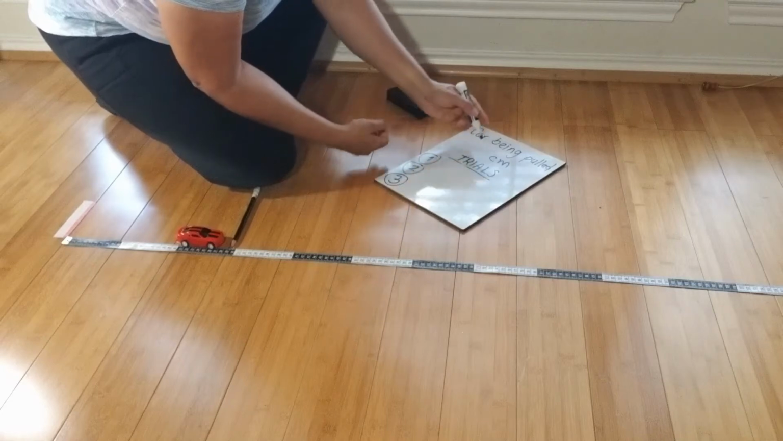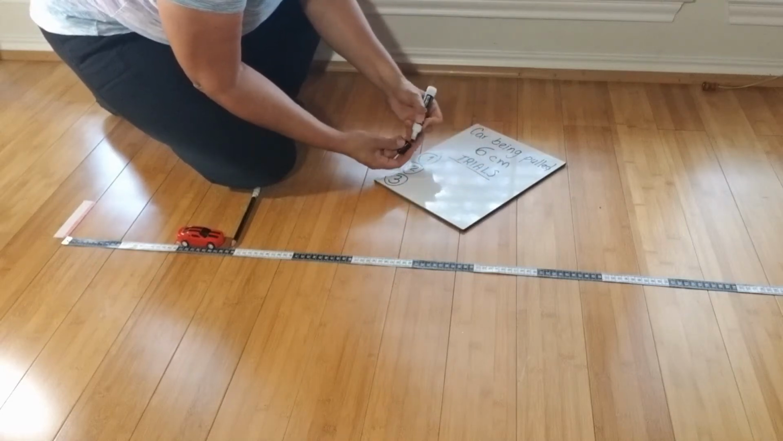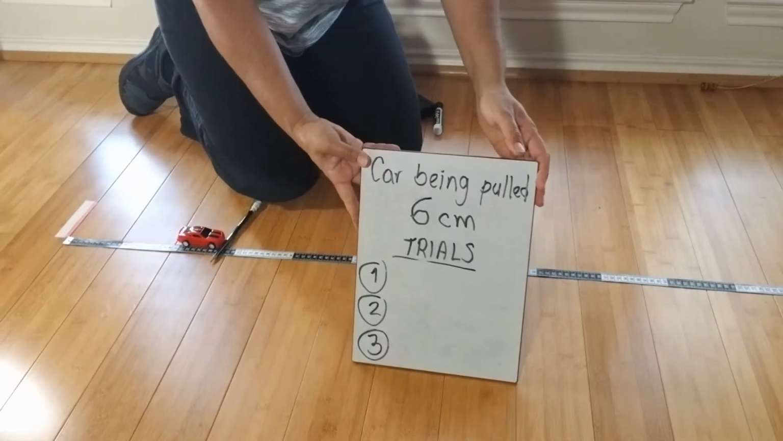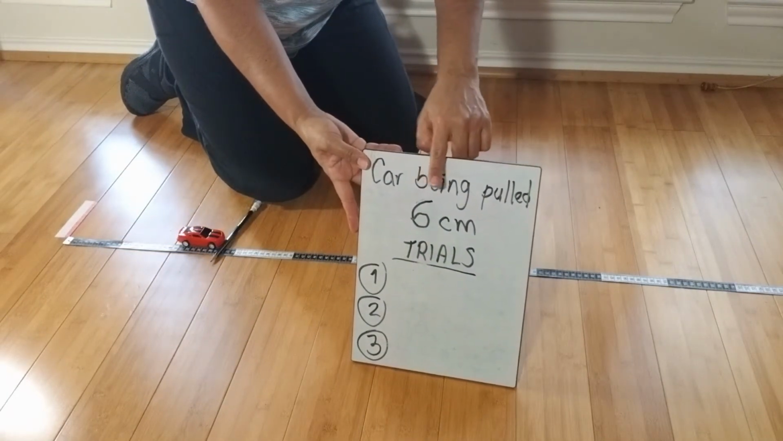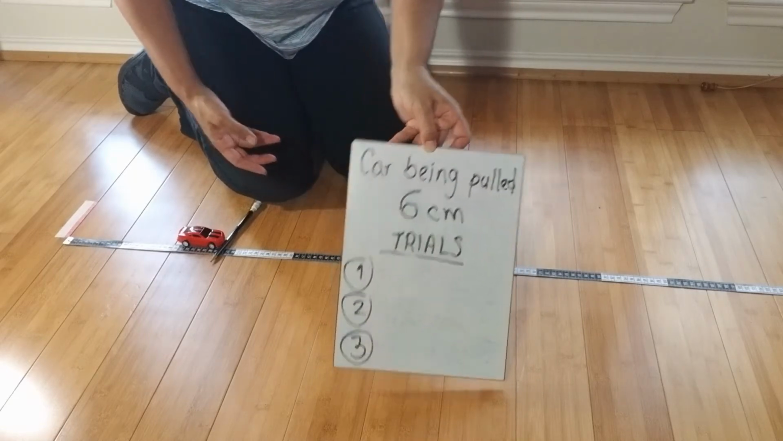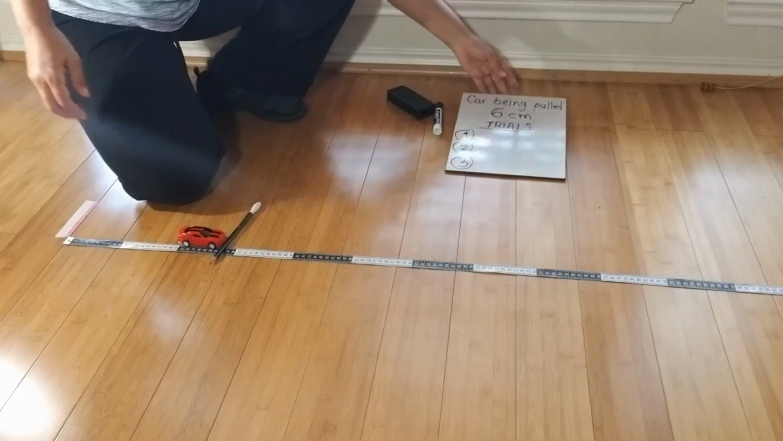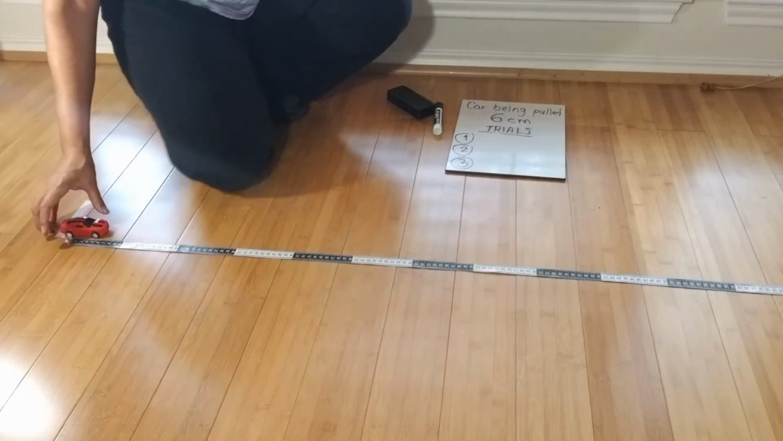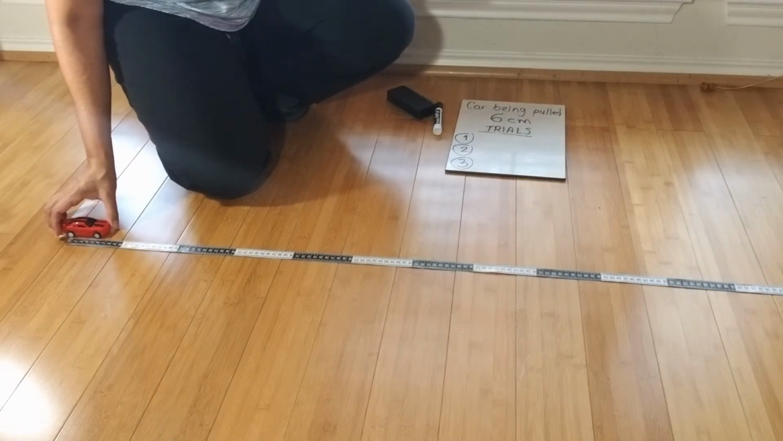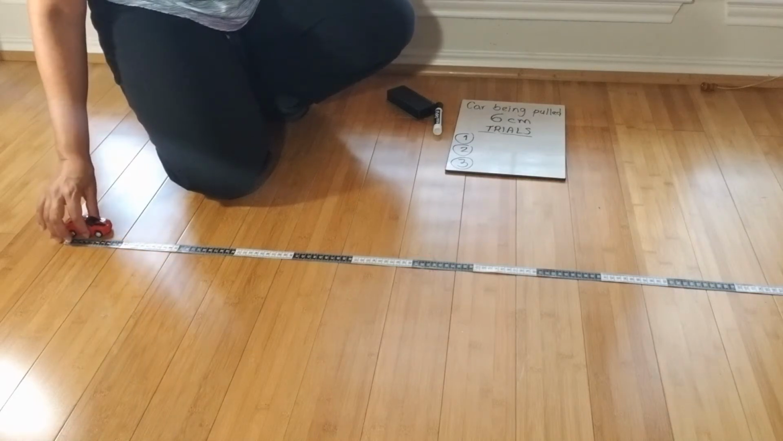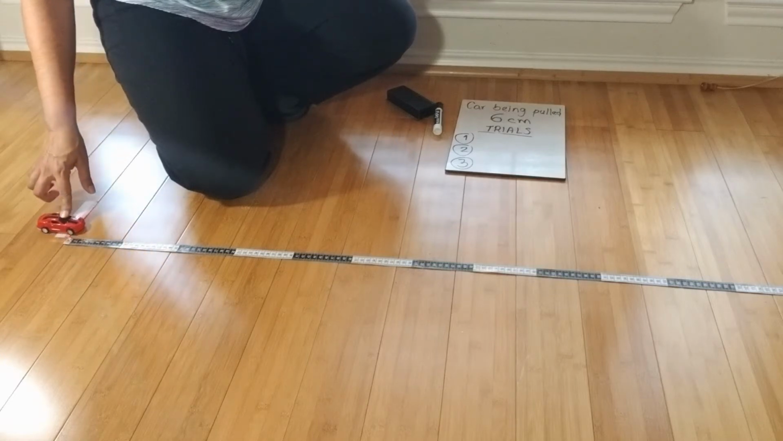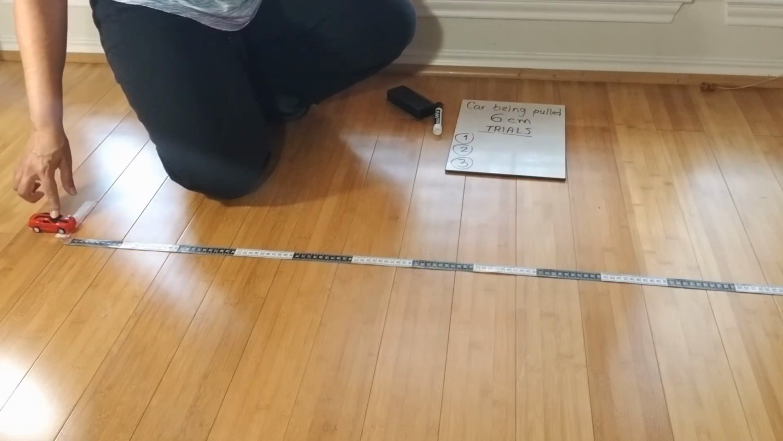This time, I'm going to pull the car back by 6 centimeters. Look in your journal for the 6 centimeter marker chart, and then let's put the little car at 6 centimeters. If you notice, now it's ahead a little bit more from the starting line. That's 6. And I'm going to pull it back so I can store that energy into the car and let it go.